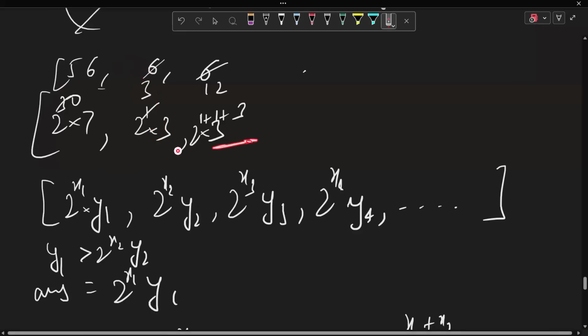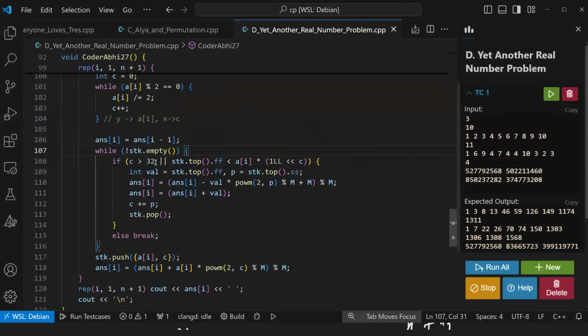So when I'm moving here, I would have in the stack all those places where I have at least some power of 2 stored. So whenever I'm moving here, I would just check till the time.